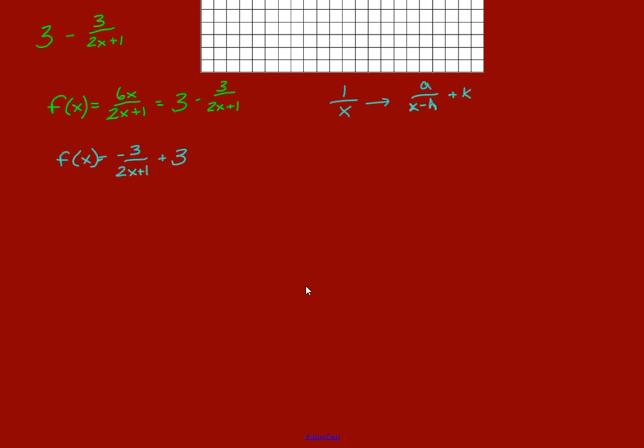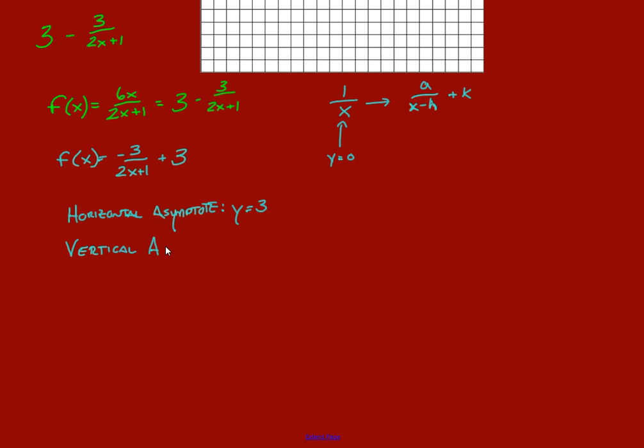Now, the horizontal asymptote, remember, will still be whatever your vertical shift is. Because the horizontal asymptote for the parent function is y equals 0. So here we're moving it up 3, so our horizontal asymptote is y equals 3 because we shifted everything up 3. Our vertical asymptote is a different type of problem, though.